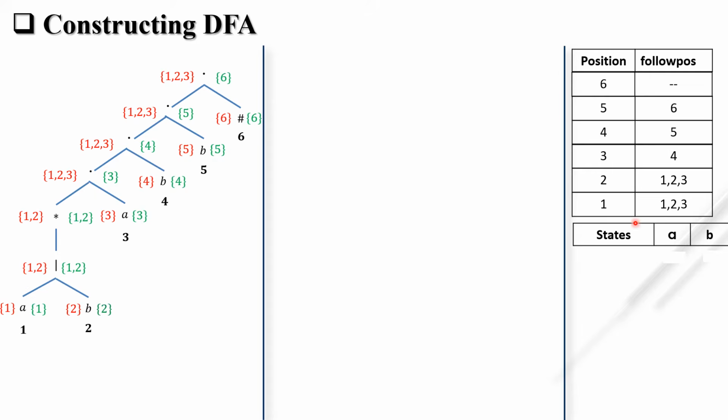So there are two symbols, A and B. There are total 2 symbols, A and B. We are not considering this hash symbol. We consider this hash symbol as a final state.